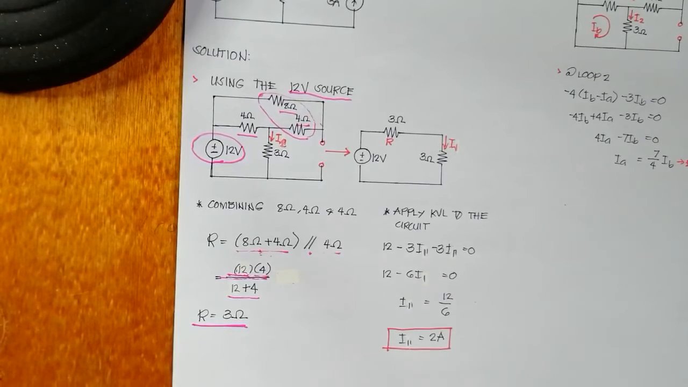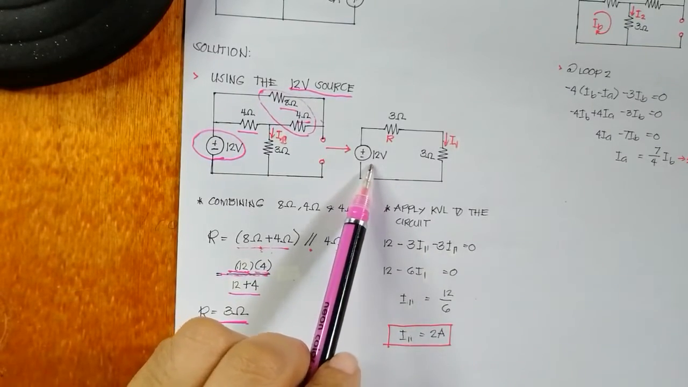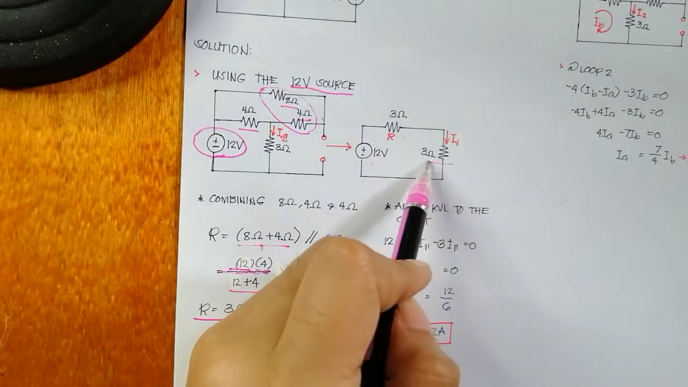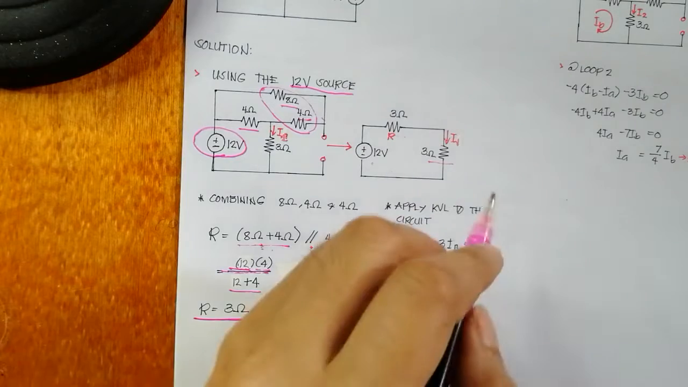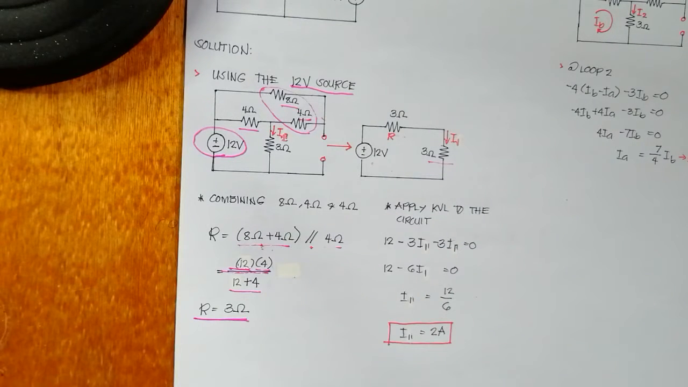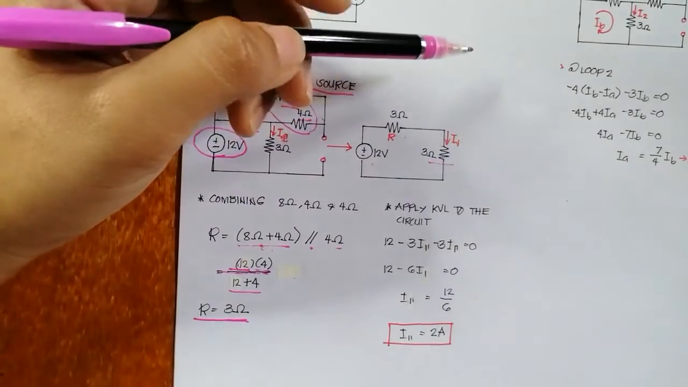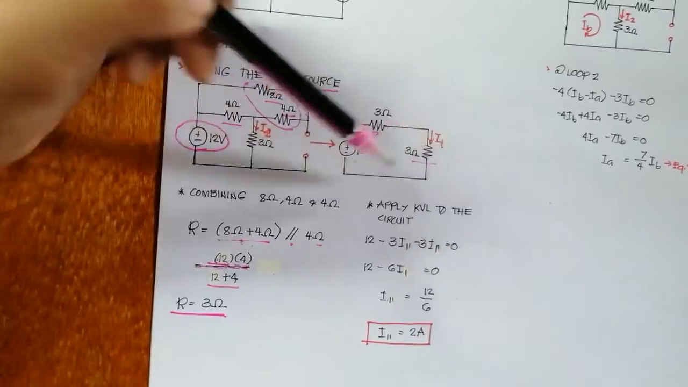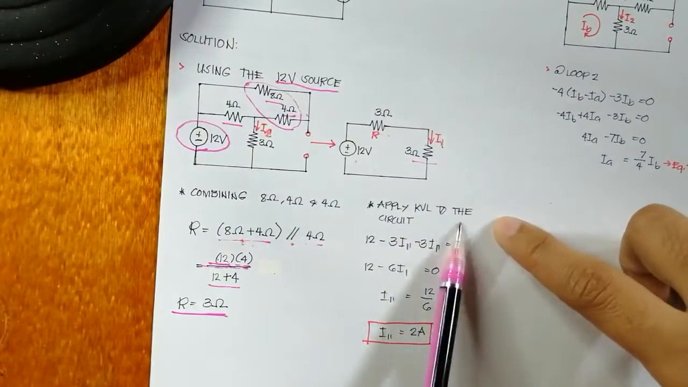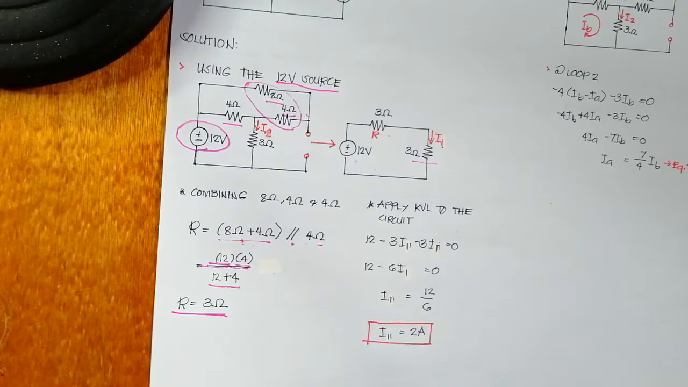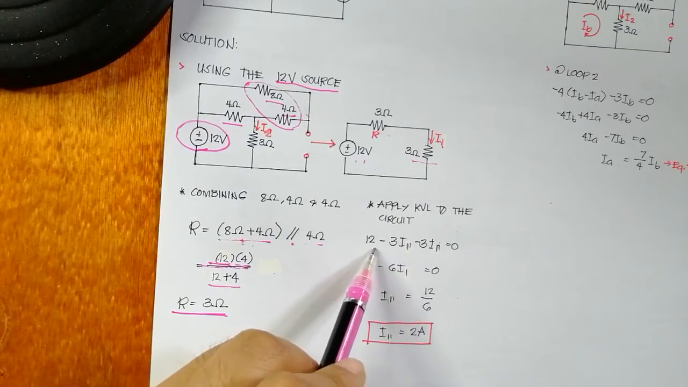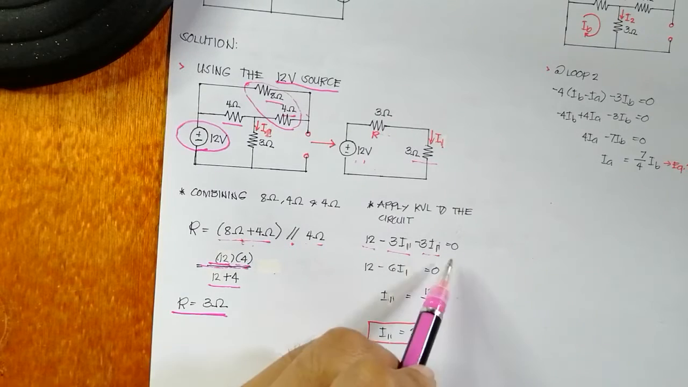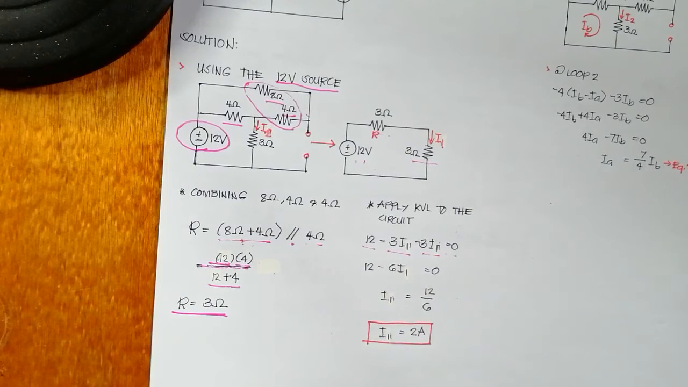Then redrawing the circuit, we now have the 12-volt source in series with the 3 ohm resistor and the 3 ohm resistor. So, to solve for the value of I1, we will just apply KVL to the circuit. So, we have 12 minus 3I1 minus 3I1 is equal to 0.